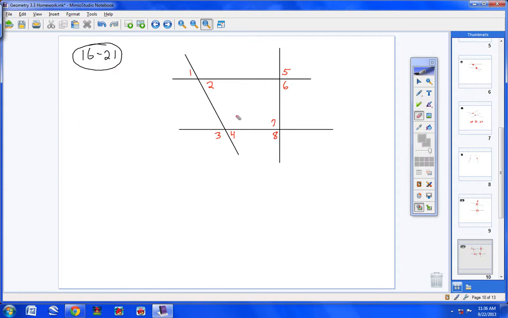Let's take a look now at number 17. Number 17 says to look at angles 1 and 6. Angles 1 and 6. Now, see how it's so hard. They're twisting this thing around, guys. Okay, so really be careful. Maybe this will help you see it.